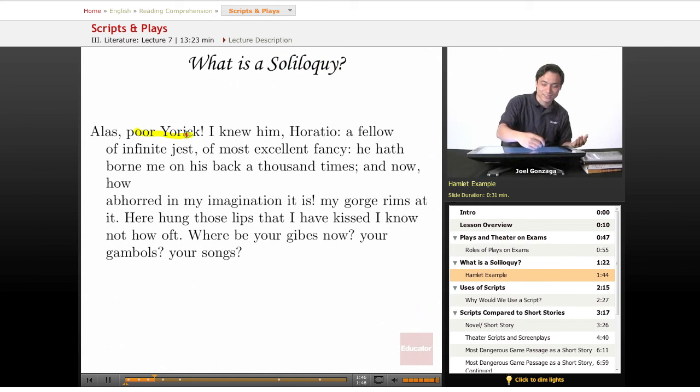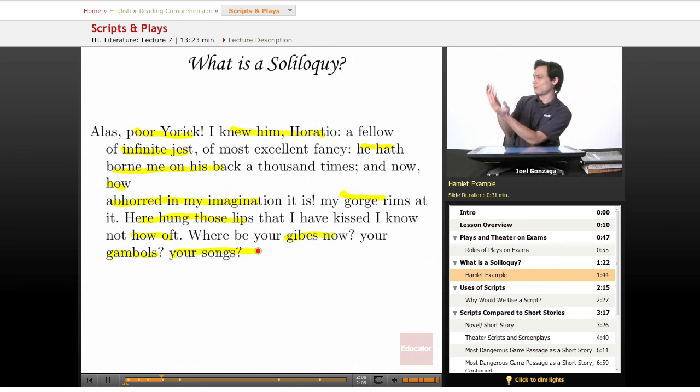Alas, poor Yorick! I knew him, Horatio, a fellow of infinite jest and most excellent fancy. He hath borne me on the back a thousand times, and now how abhorred in my imagination it is. My gorge rises at it. Here hung those lips that I have kissed I know not how oft. Where be your gibes now, your gambols, your songs? And so on and so forth.